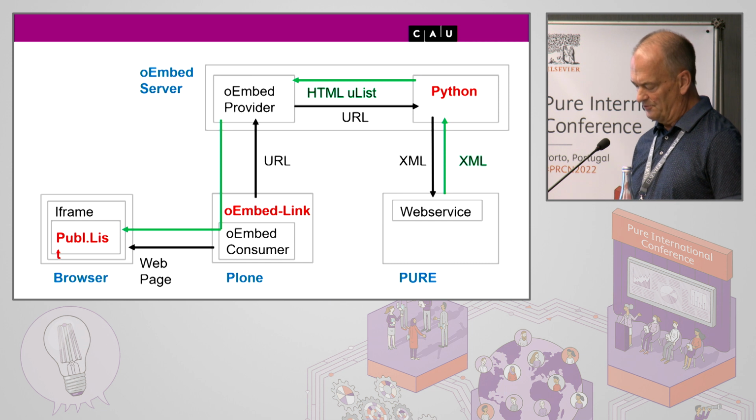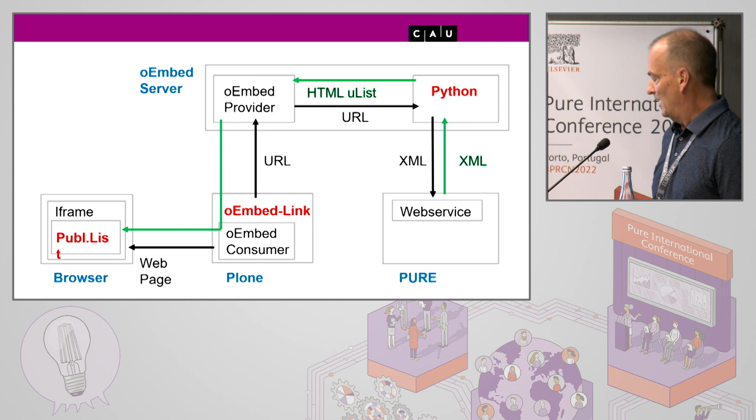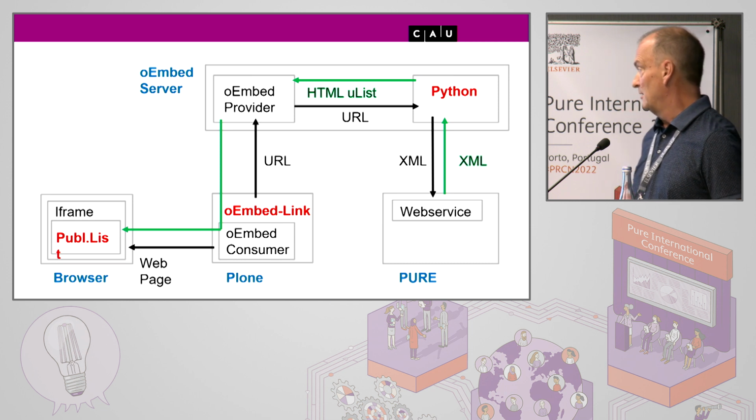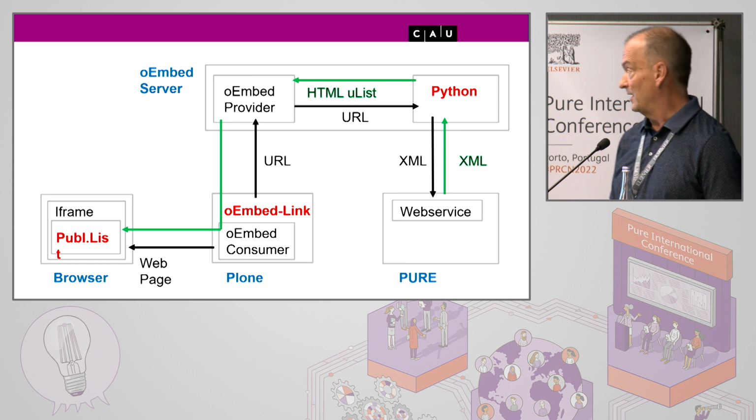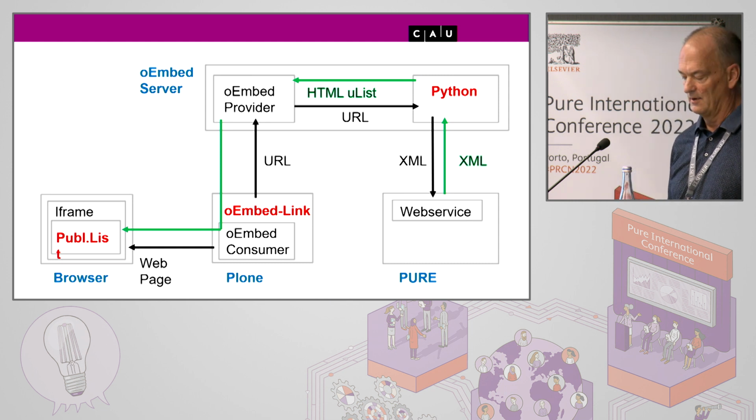I'd like to take a closer look at these 3 components here that are highlighted in red: the Owenbed link, the Python program running in the background, and the resulting publication list to the left.